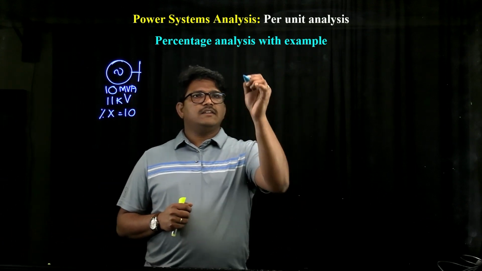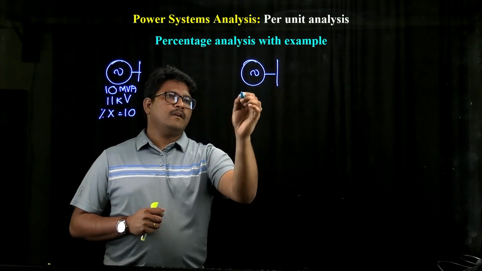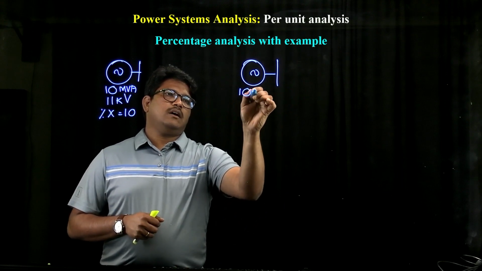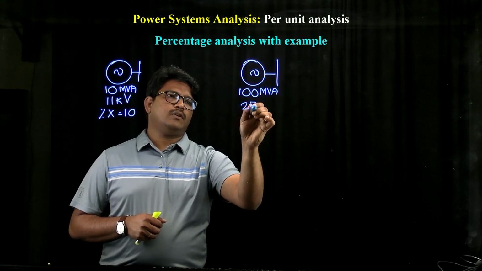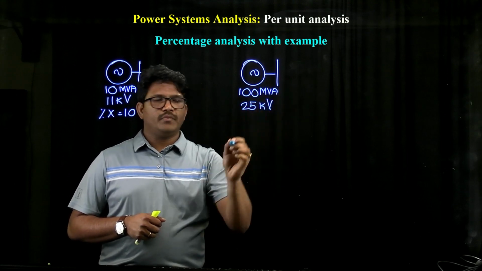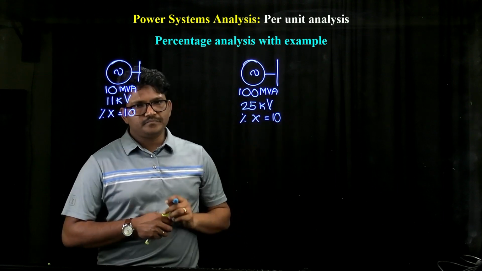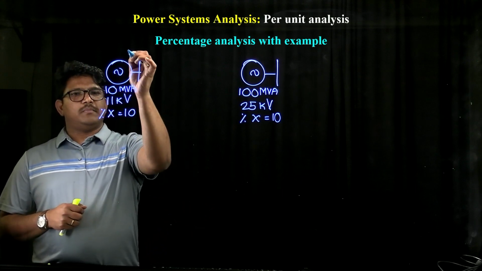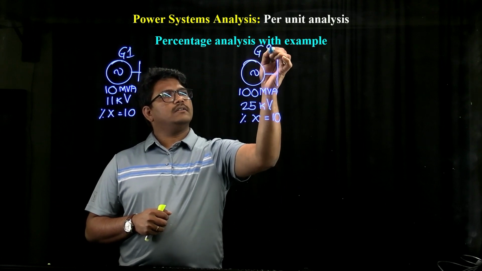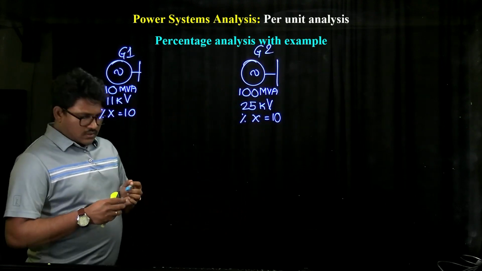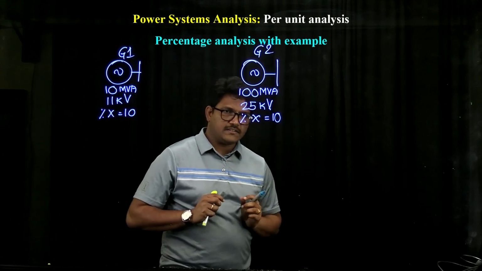Now let us also consider another generator which is 100 MVA but 25 kV with the percentage reactance as 10. This is my generator 1 and this is my generator 2. Now both the generators do have the same percentage reactance.